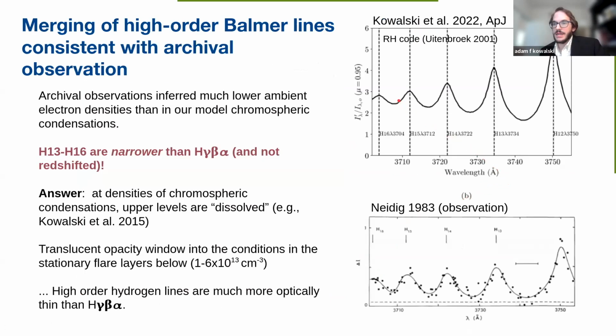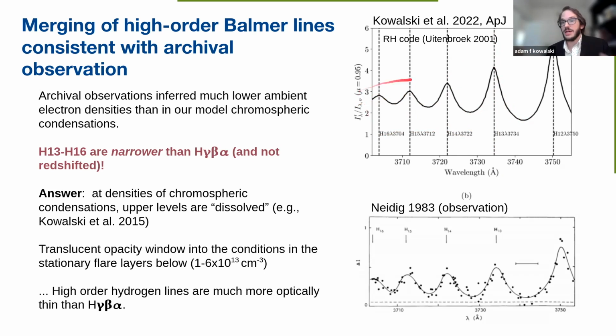We can look at the higher series members, which are expected to broaden more dramatically. And they're also more optically thin. So you won't have these opacity broadening or optical depth broadening effects. But when we look at the predictions for how the higher order Balmer lines merge into a pseudocontinuum, we find that actually they're narrower than the H gamma and H alpha lines, and moreover, there is no redshift. So this is pretty surprising, but there is an explanation for this, and that is that the chromospheric condensation in this model is so dense that non-ideal effects come into play.